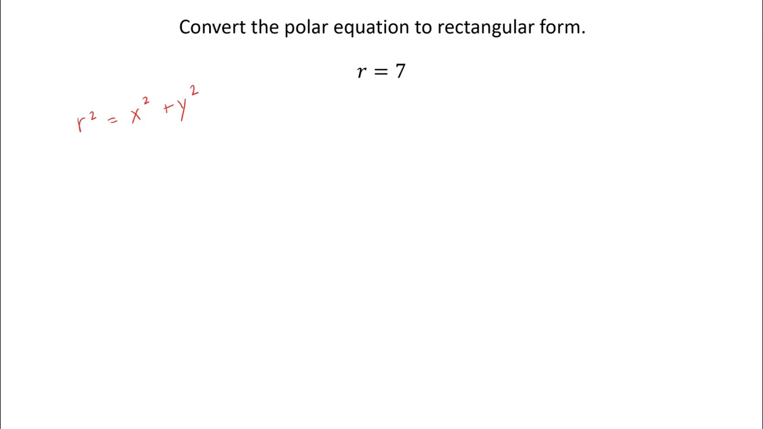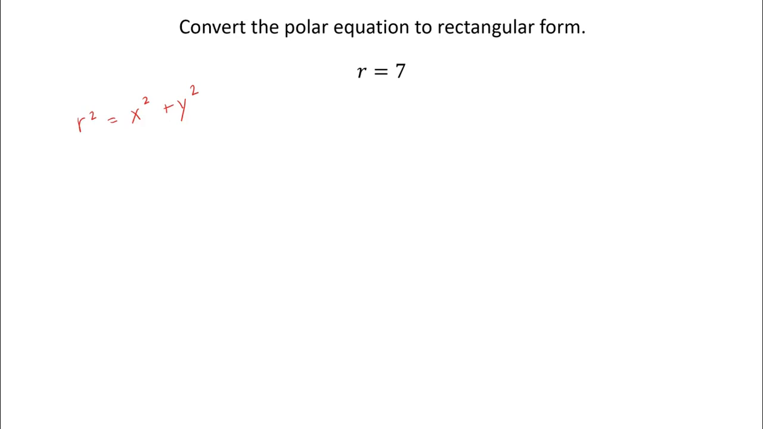And I know if I can get that r to be an r squared, then I can substitute in x squared plus y squared. There are two ways that I can turn an r into an r squared. The first way is to multiply both sides of this equation by r. That would give us r squared equals 7r. But that doesn't help us. Although it gives us an r squared on the left that we can then plug in x squared plus y squared, on the right, I still have a 7r. So in this particular example, multiplying by r on both sides doesn't help me.